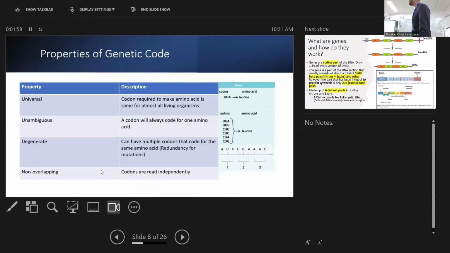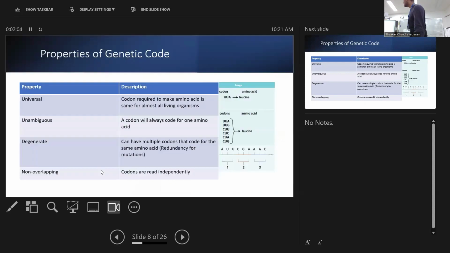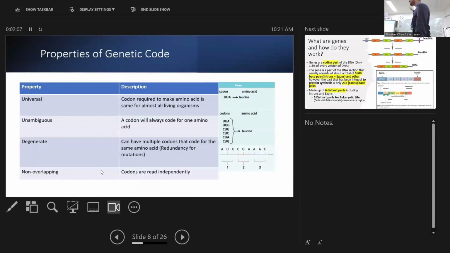Okay, let me talk about the gene first. So first thing we know about the genetic code, it's read 3 at a time. Second thing, it has certain properties. First, that it's universal. All living things use the same amino acids. Next thing is that it's unambiguous, meaning that a codon will always code for one amino acid, right? Any codon will always code for only one amino acid. Okay. Degenerative, meaning that it has redundancies that are built into it for accounting for mutation. Next is that it's non-overlapping, meaning that each codon is read one at a time rather than all together, right?